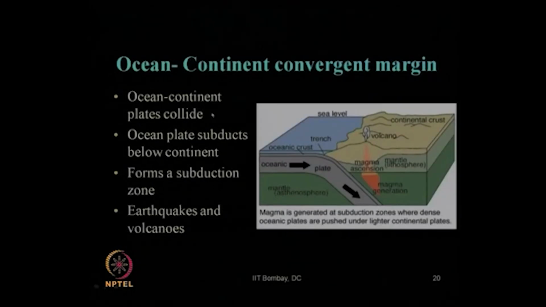This builds up mountains and creates huge explosions and volcanism also in certain cases. Like when ocean and continent, 2 plates, converge each other like this. So, ocean and continent plates collide each other, and the ocean plate generally subducts below the continent plate and forms a subduction zone. So, in this case both earthquake and volcanic eruption take place.